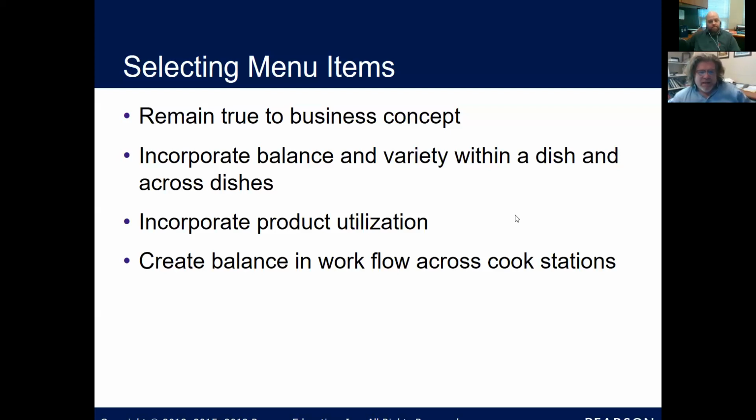And again, as I mentioned in an earlier lecture, you want to balance your flow across stations so that the grill cook doesn't get slammed while the saute cook is unoccupied. You want to balance out demand on your menu items, so maybe you have a certain number of items that come off of each station.